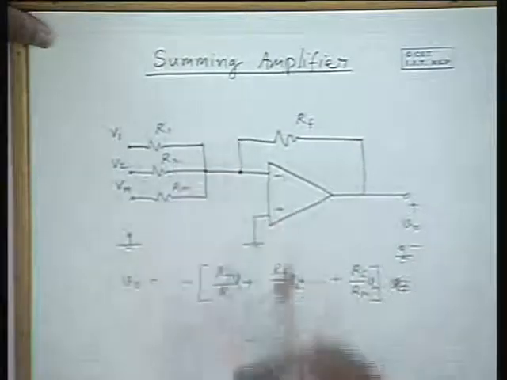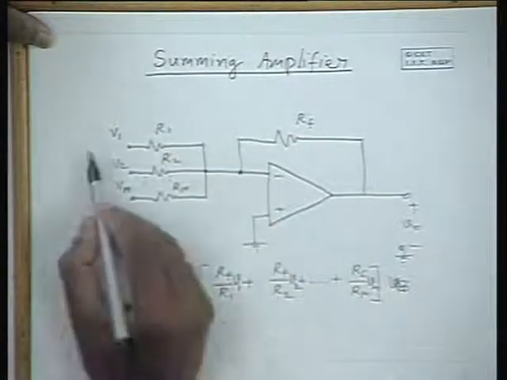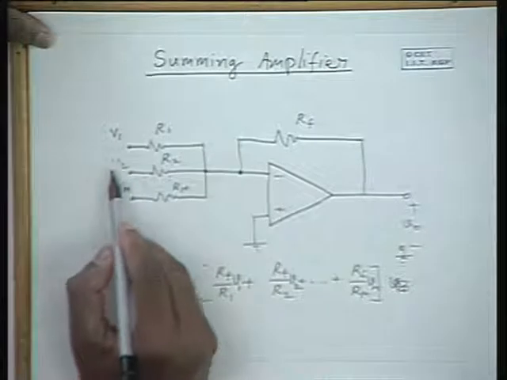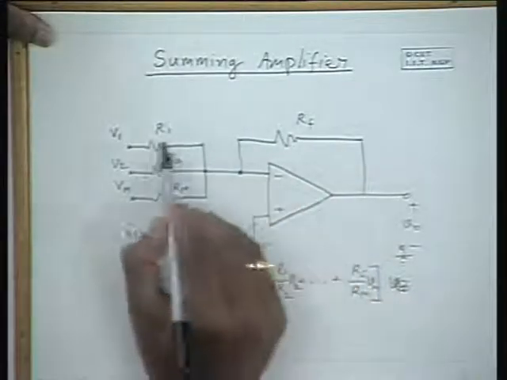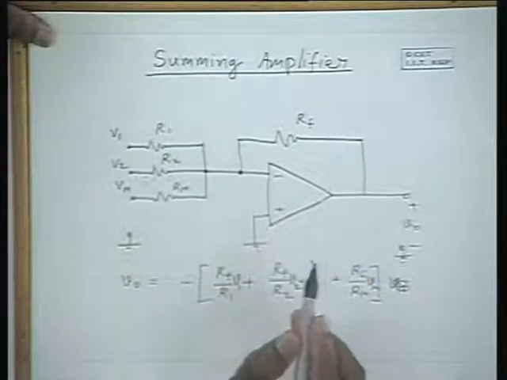So this circuit can sum different voltage waveforms. You have a speech signal 1, say speech signal 2, etc., and you can add all these speech signals. Or if you apply different DC signals, it can sum those DC signals. And the gain for individual voltages is given by RF by R1, RF by R2, etc.